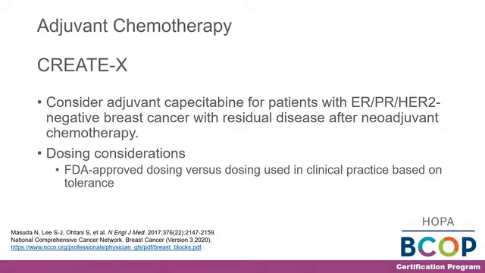A couple of things that I do want to bring to your attention clinically is to consider the dose. In the study, they did use the FDA approved dose, which in clinical practice, we know oftentimes our patients aren't able to tolerate even in the metastatic setting. And so that is something to consider. Another thing too is the number of cycles. In the CREATE-X study, they did 6 or 8 cycles. So that is also something that would need to be considered in clinical practice.